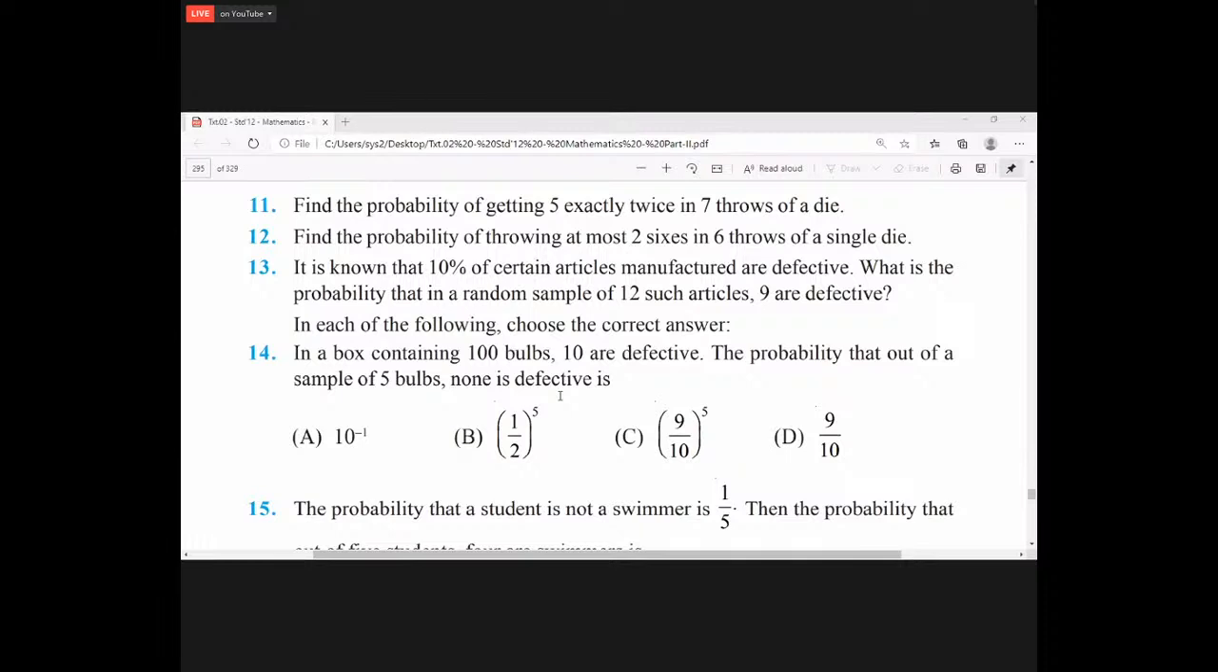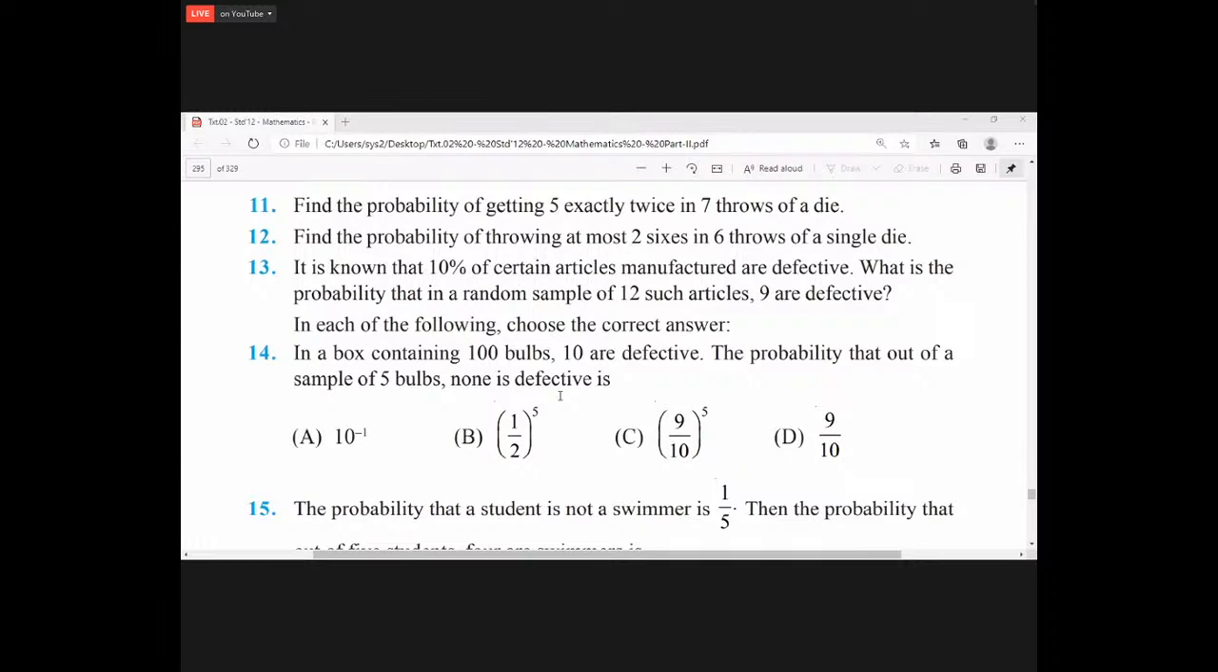Sorry, n is equal to 12 articles are there, right? Now, probability of defective articles, small p is equal to 10%, which is 1 by 10. Q is equal to 1 minus p, which is 9 by 10. Therefore, P of X is equal to 9.